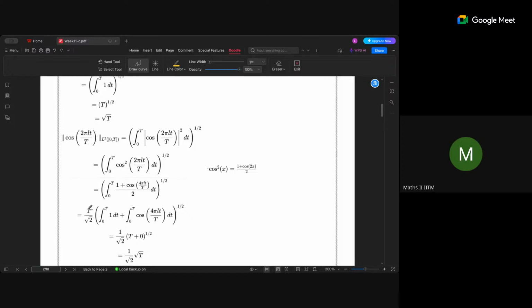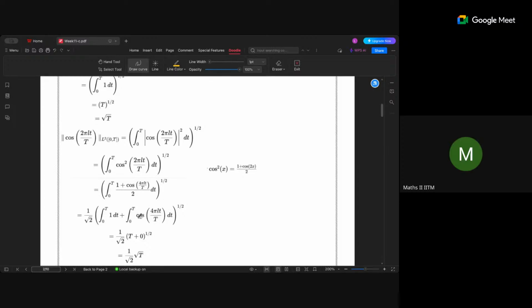Okay. Now 1 by root 2. What is that? This denominator 2 alone, you are bringing out of the integral. So 1 by root 2 I have brought out, and then I have split the integral, right? And then you see that the first part is 1 by root 2 and the second part becomes 0.